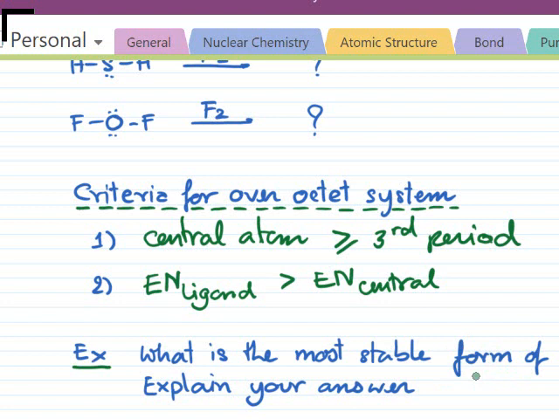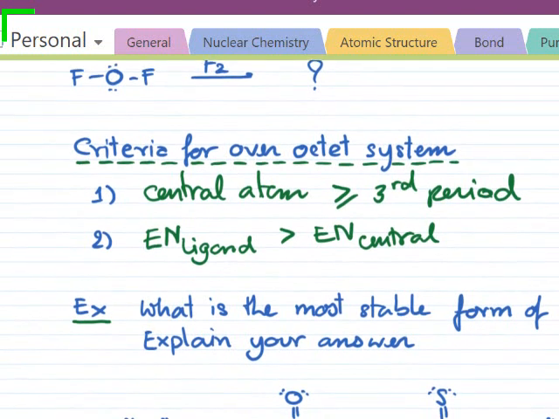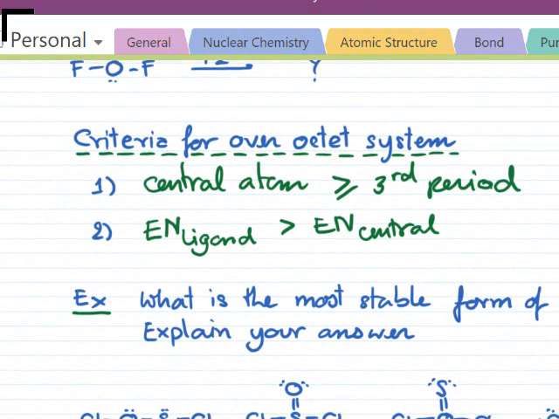So what is the most stable form of SOCl2? The worst answer is C, because as you can see from our criteria, the central atom has to be in the third shell, right? Oxygen is in the second shell, so you have only 2s and 2p. So the maximum number of electrons that oxygen can bear is only 8. It cannot be overoctet. But S and Cl can be overoctet, and for structure A, all are octet.